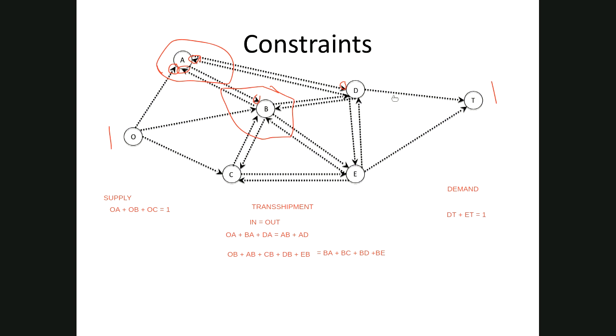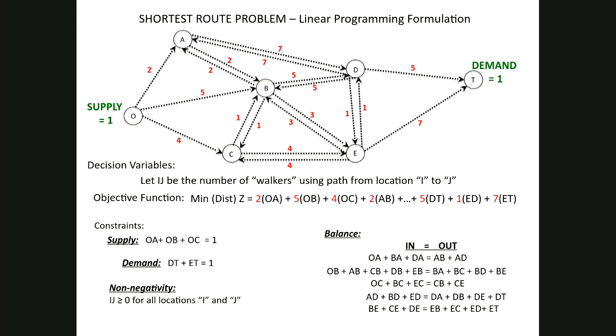Now that completes the formulation. The next slide is going to show you the complete formulation. Again, we've got a supply of 1, our demand is 1, and x_ij is the number of walkers, or number of times, that are using the path from I to J. Our objective function, as we've already said, is the minimization problem. Our supply is 1, demand is 1. We don't want to forget non-negativity. And the balance constraints, these are all of the balance constraints. So this is the complete formulation.